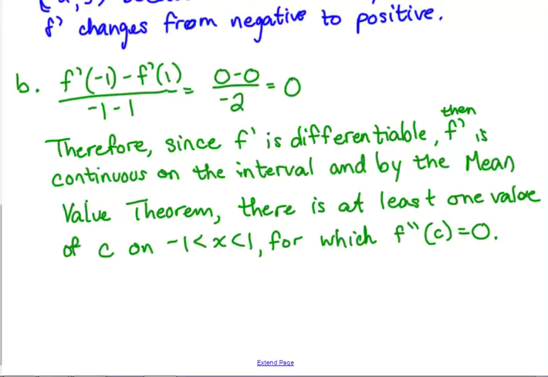All right, so you get 1 point for this part, f'(1) - f'(-1) equaling 0, and you get 1 point for your explanation using the mean value theorem.